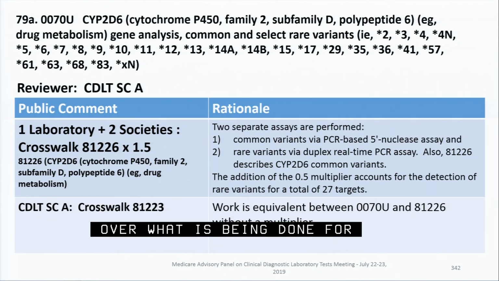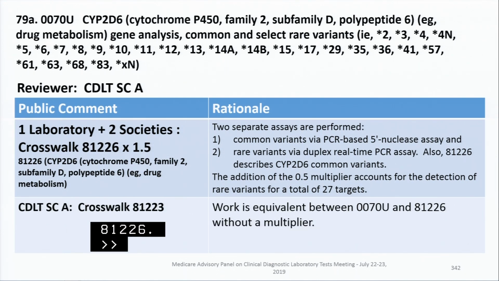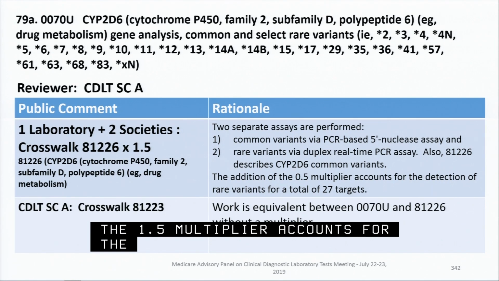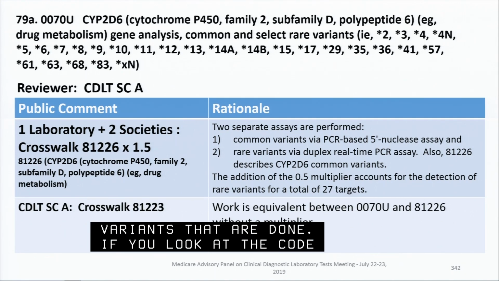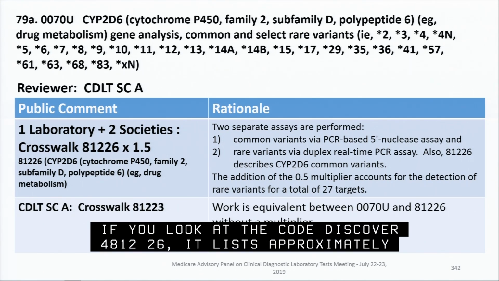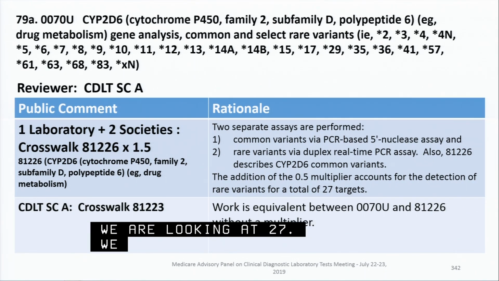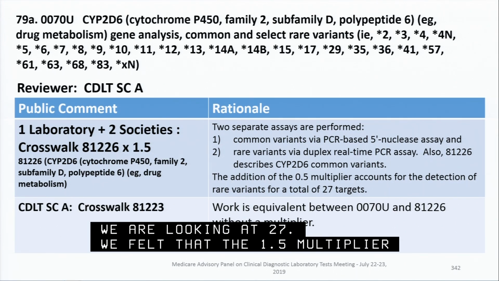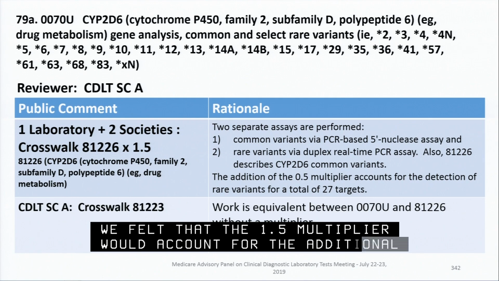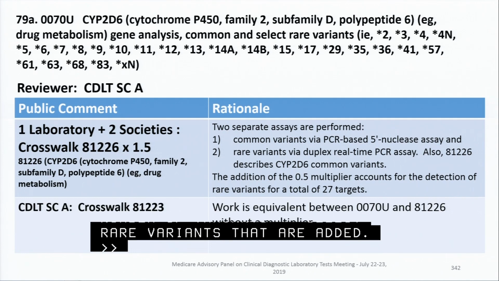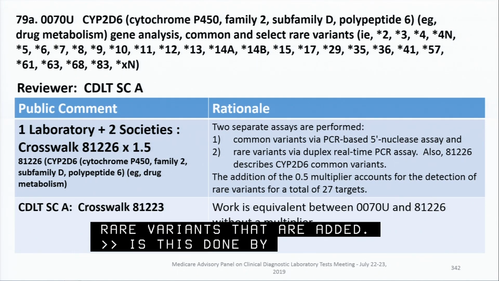Okay, Cheryl James, Mayo Clinic. The 1.5 multiplier accounts for the additional select rare variants that are done. If you look at the code descriptor for 81226, it lists approximately 14, 15 variants. We're looking at 27, and so we felt that the 1.5 multiplier would account for the additional number of select rare variants that are added to your common. Is this done by sequencing, or what's the method? This one is using the QuantStudio for the sequencing.